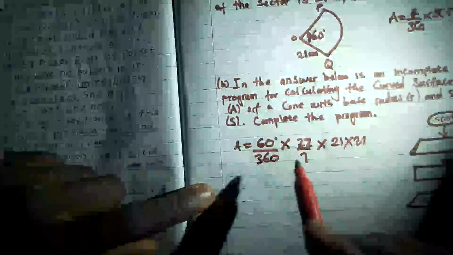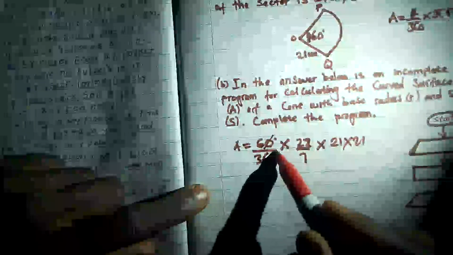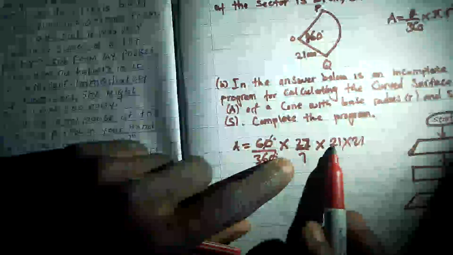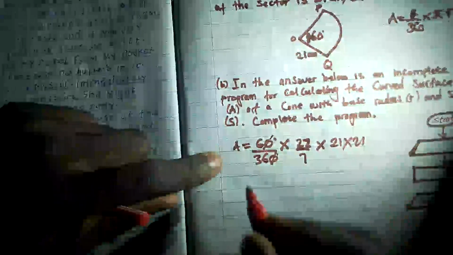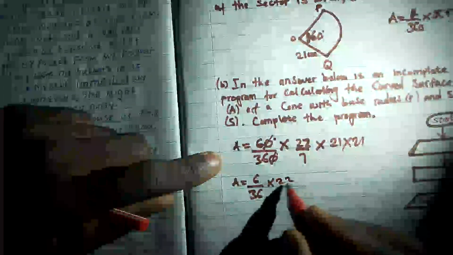Now, what is important is for you to know how to reduce the numbers. As you can see, this zero and this one can cancel each other, and we are going to remain with 6 here, then 6 here, 22 over 7, and 21 multiplied by 21. Let me write on this part. I'll go step by step so that you understand. Sector is very simple.